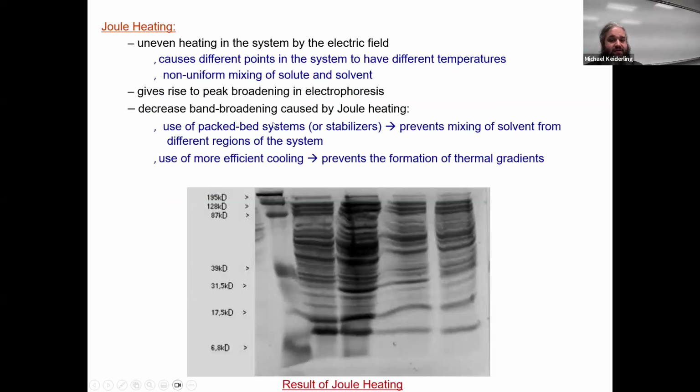So some issues that can happen are Joule heating, which is uneven heating in the system caused by the electric field, which causes different points in the system to have different temperatures, and you get a non-uniform mixing of the solute and solvent. This causes peak broadening. To decrease the band broadening caused by Joule heating, you can use packed bed systems or stabilizers that prevent the mixing of solvent from different regions, and use more efficient cooling that prevents the formation of thermal gradients. So this is an example of Joule heating occurring.